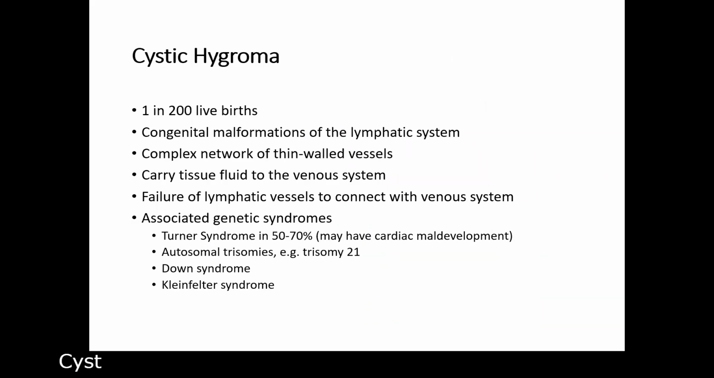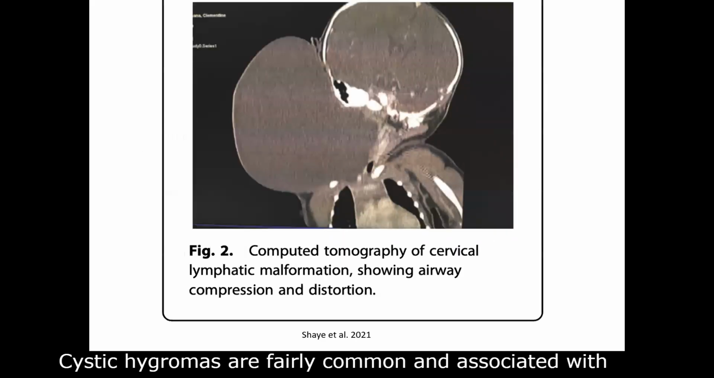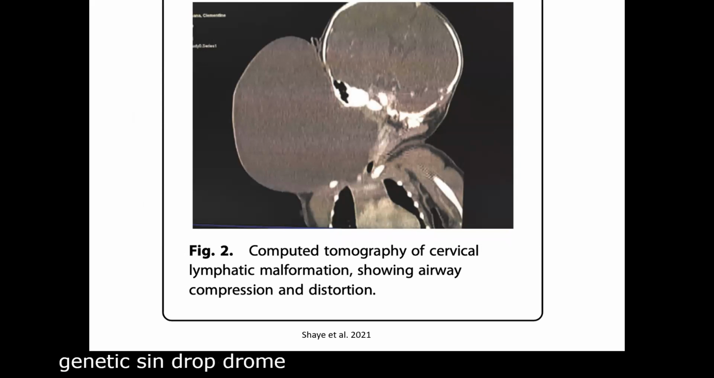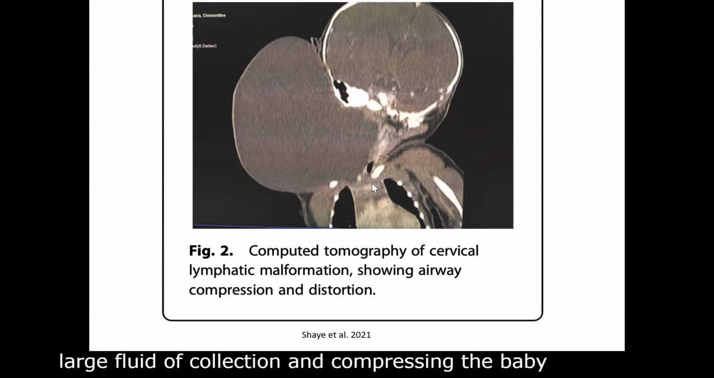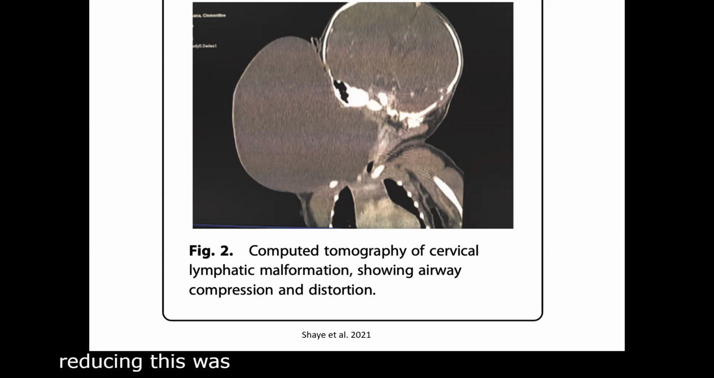Cystic hygromas are fairly common, and they are associated with some other genetic syndromes, but not to focus on cystic hygromas today. I'll just show you, this is the child's CAT scan. And you can see what a large collection of fluid was here. And it was also compressing the baby's airway. And so reducing this was important for their livelihood.